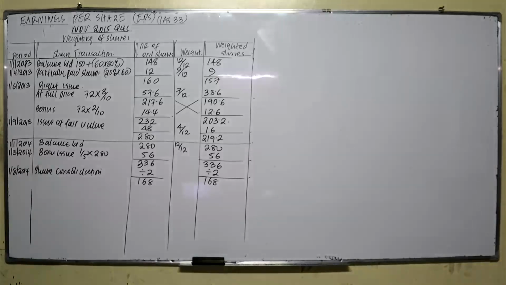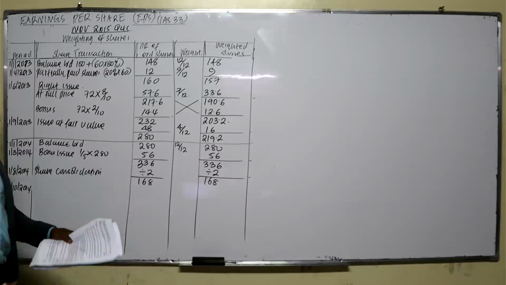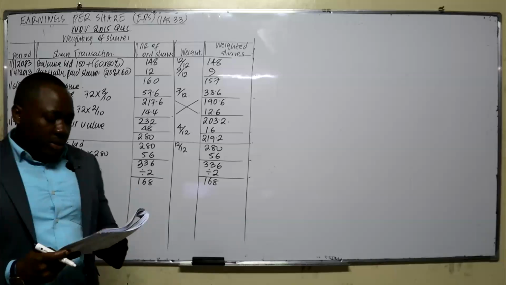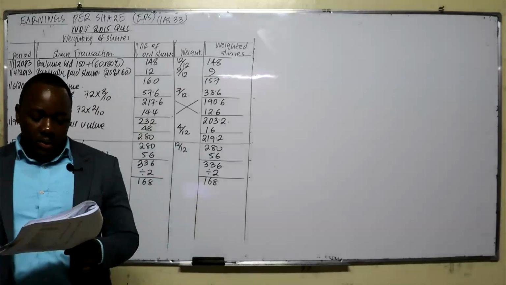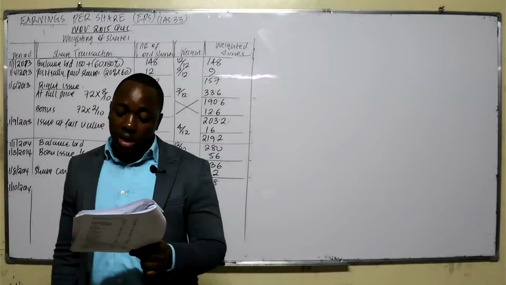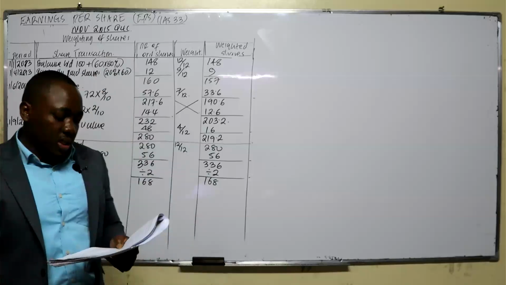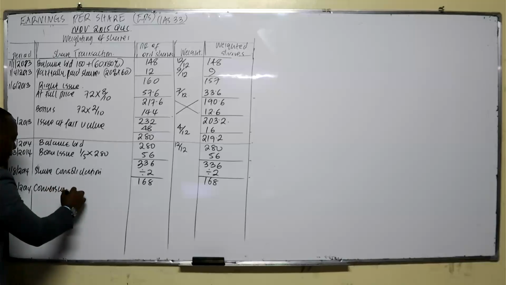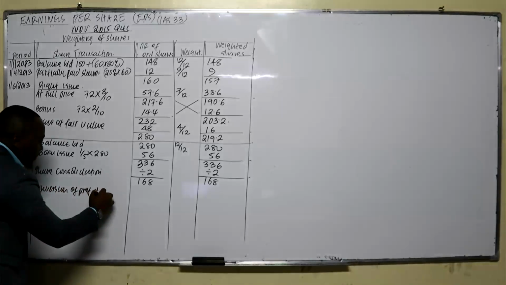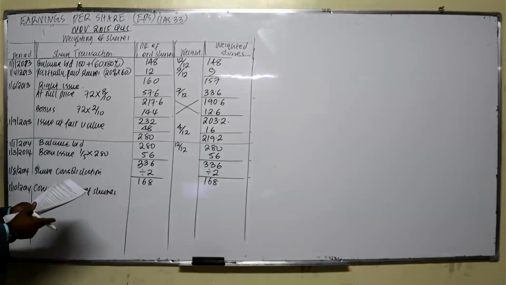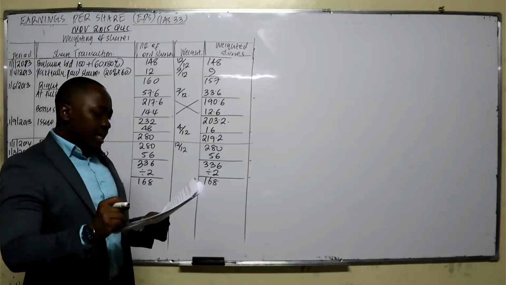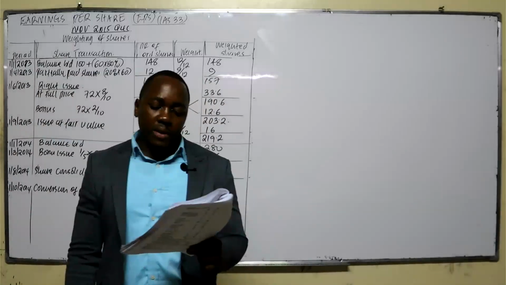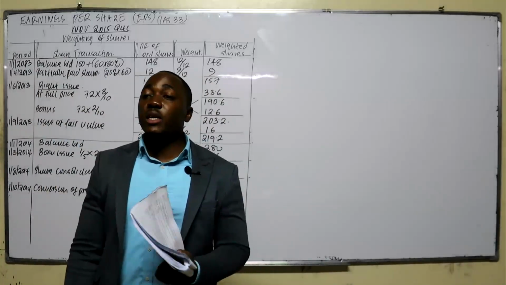6. On 1st of October 2014. How many months of the year? 3. Good. On 1st of October 2014, a holder of 10 million, 10% convertible preference shares converted these shares into ordinary shares. So there was conversion of preference shares into ordinary shares. So you're told that on 1st October 2014, a holder of 10 million, 10% convertible preference shares converted these shares into ordinary shares.